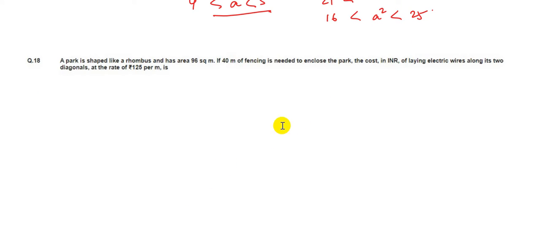We come to question number 18. This one says a park is shaped like a rhombus and has an area of 96 square meter.